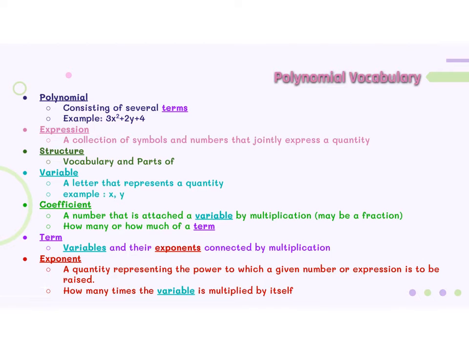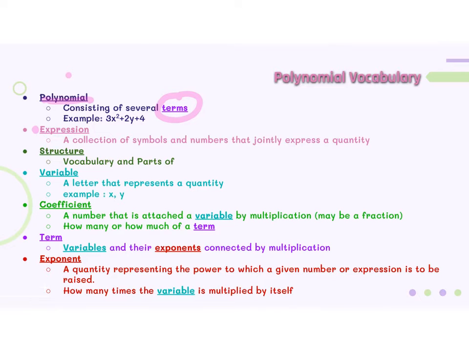Some vocabulary that we need to use moving forward in this course is a polynomial. It consists of several different terms. An example of a polynomial would be 3x squared plus 2y plus 4. An expression is a collection of symbols and numbers that jointly express a quantity. There is no equal sign in an expression. An equal sign means it's an equation. An expression is just a collection of symbols and numbers that express a quantity.